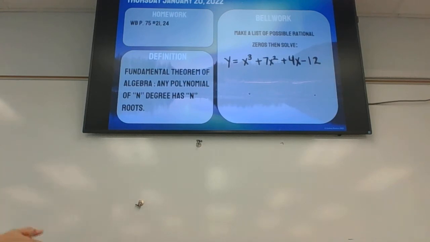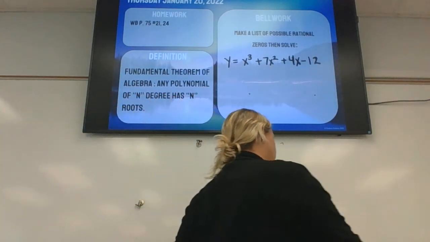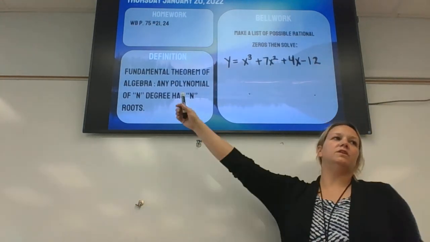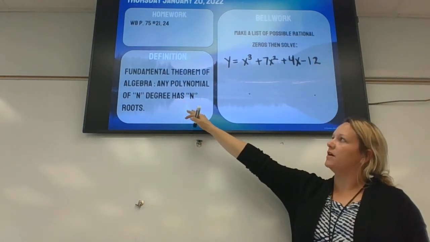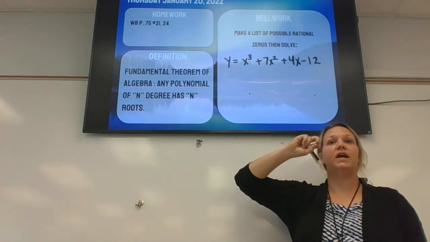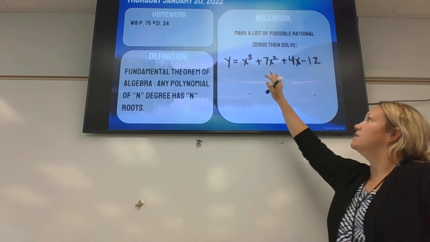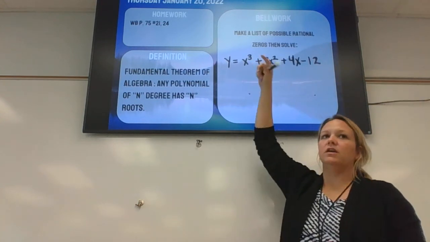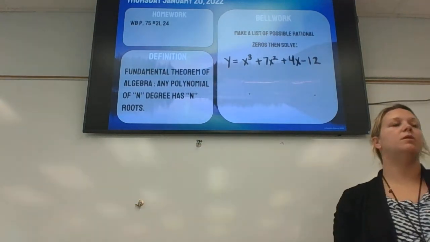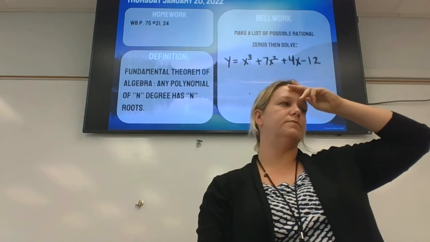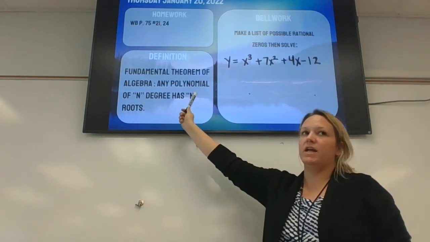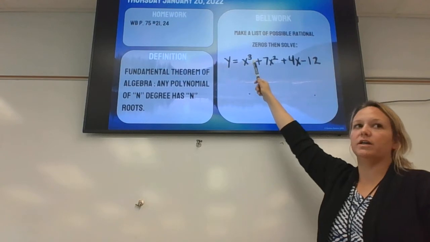So we've been doing little different problems every day, something different. Make sure you write the definition down. The fundamental theorem of algebra states that any polynomial of n degree has n roots. So this polynomial is third degree. You're searching for 3 answers. So 3 of these numbers will give you a remainder 0. Okay? Any polynomial of n degree has n roots. Third degree has 3 roots.